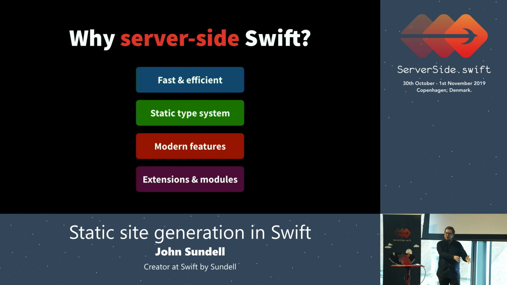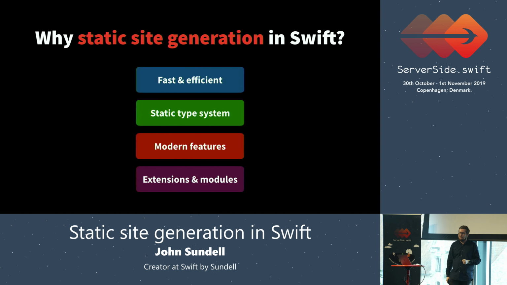You can take the integer type from the standard library and add your own methods to it. How cool is that? It also has a great and powerful module system where we can use the Swift package manager to bring in third-party code, and we can really plug and play and modularize our code, which is really, really awesome. So these are some of the reasons why we want to use Swift on the server, which you probably already know. But I think the same things are also true for static site generation as well.